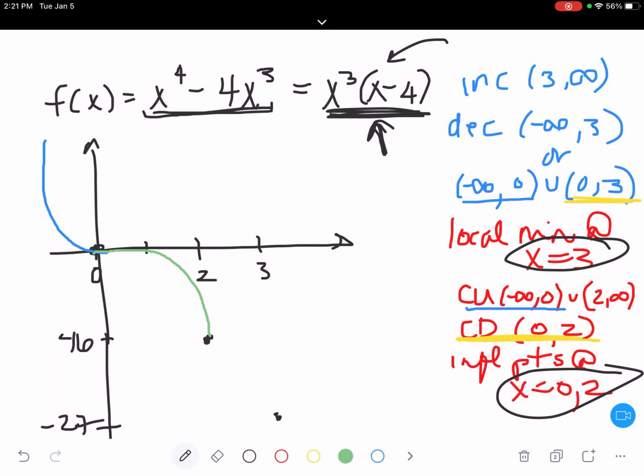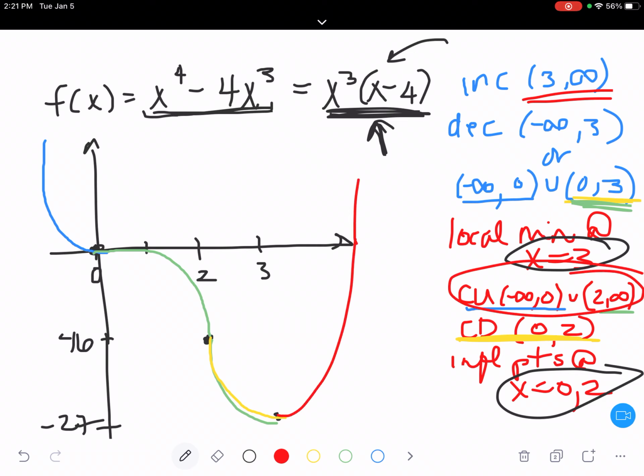Okay, and then from 2 to 3, I'm still decreasing, but I'm back to concave up. So decreasing, concave up. Okay, let me make that a different color so you guys can see the difference. All right, and then my very last section, when x is greater than 3, I am increasing and concave up again, right? So increasing, concave up. Okay, do you guys see how I get my weird multiplicity wiggle?